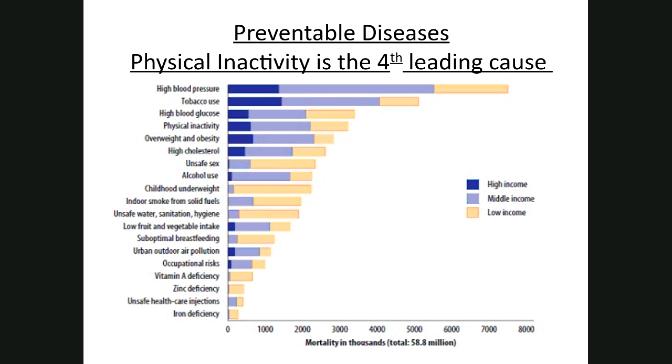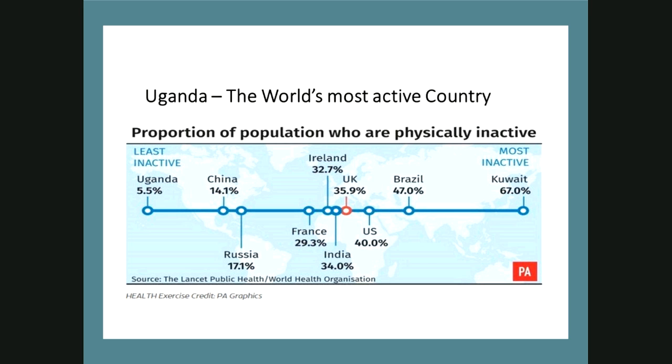The reason why is that the fourth leading cause of preventable death in the world is physical inactivity. The top are high blood pressure, tobacco use, and high blood glucose, and then fifth is obesity. And we can tackle all of these by just doing more activity, because we're not doing enough. So I'll give you an example. Kuwait is the least active country in the world, and Uganda is the most active country in the world.